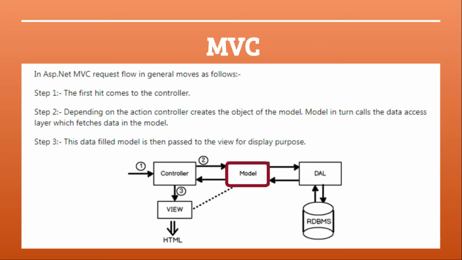Depending on the action, the controller creates the object of the model. The model in turn calls the data access layer, which fetches data into the model. This data-filled model is then passed to the view for display purposes.